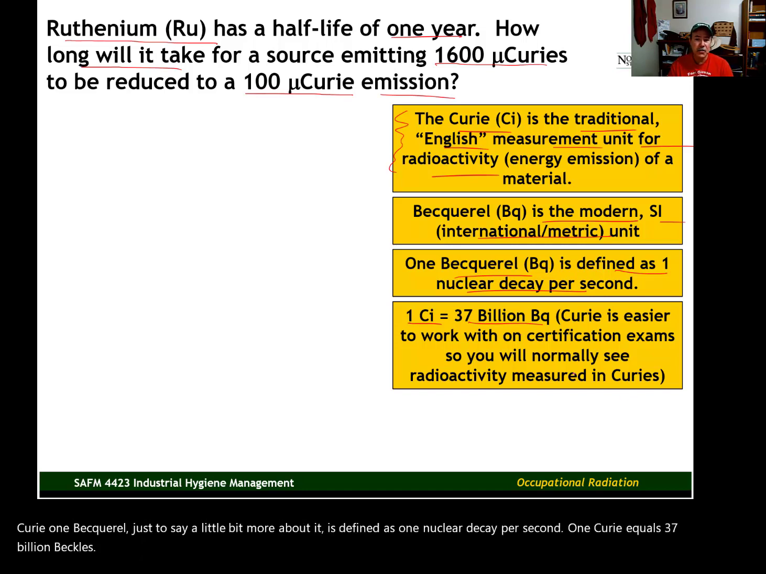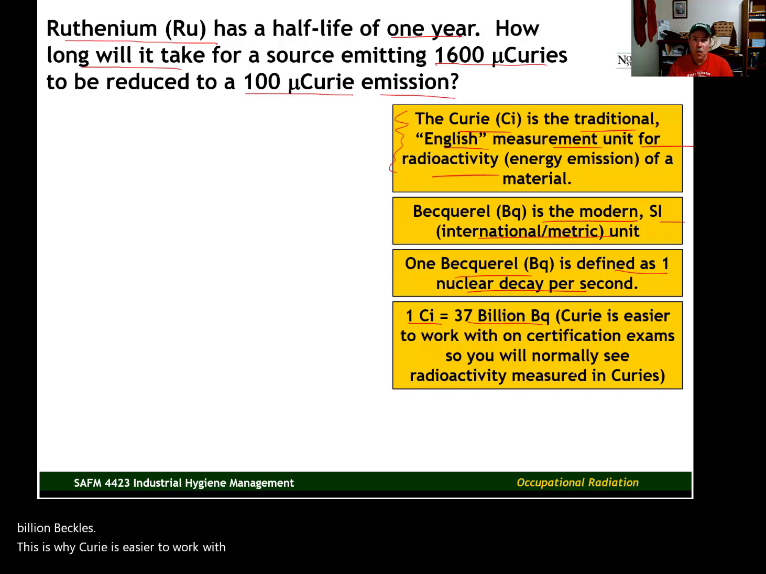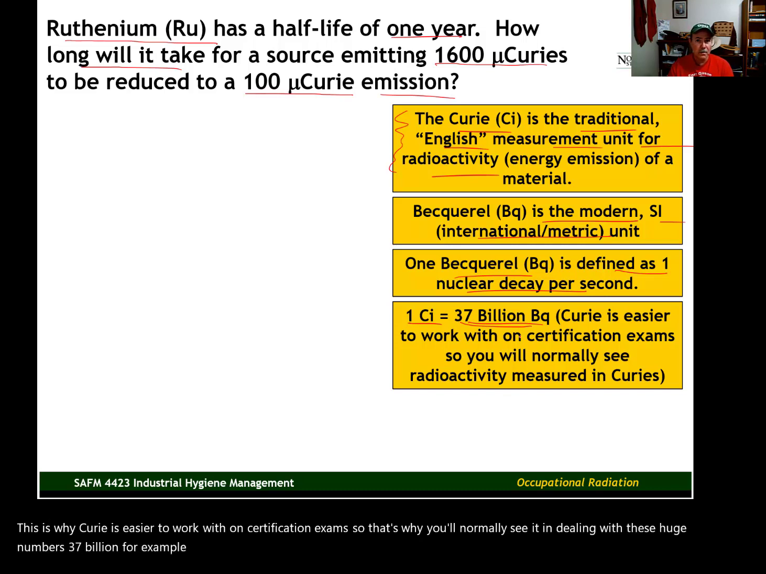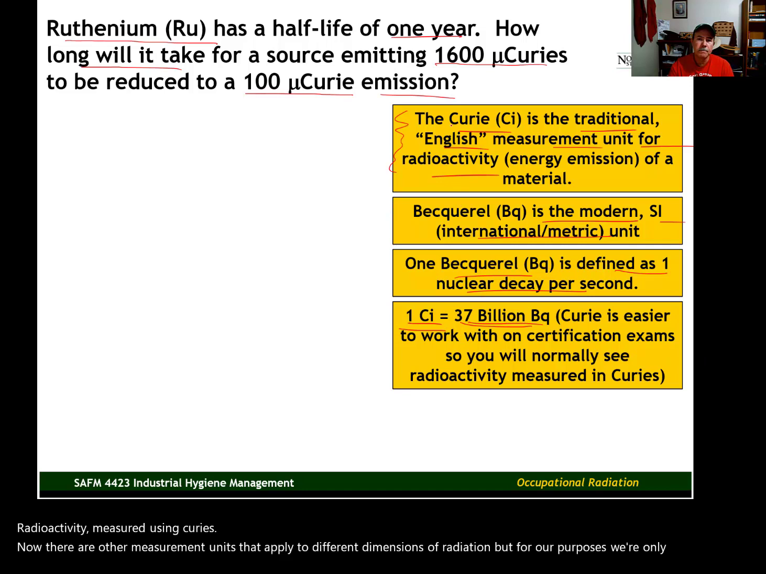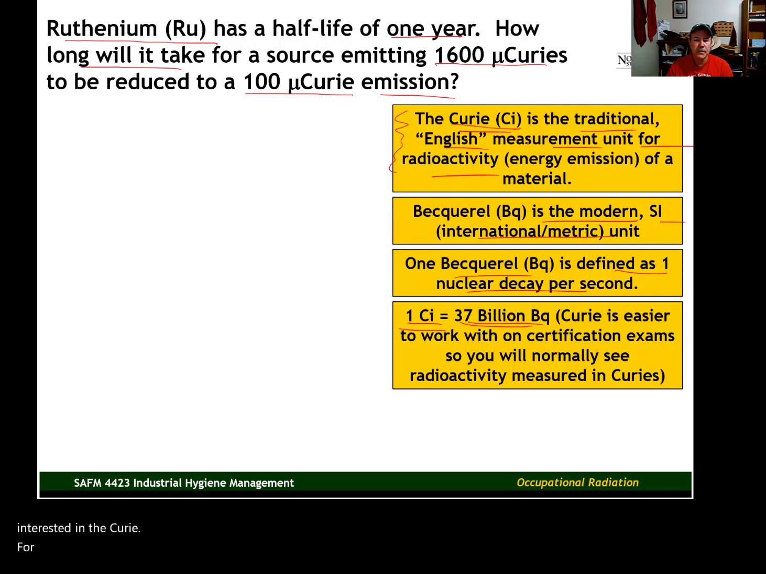This is why curie is easier to work with on certification exams. So that's why you'll normally see it. And dealing with these huge numbers, 37 billion for example, is going to be a little bit awkward on certification exams in that context. So I think that's one of the reasons on those exams you see radioactivity measured using curies. Now there are other measurement units that apply to different dimensions of radiation, but for our purposes we're only interested in the curie for this video tutorial.